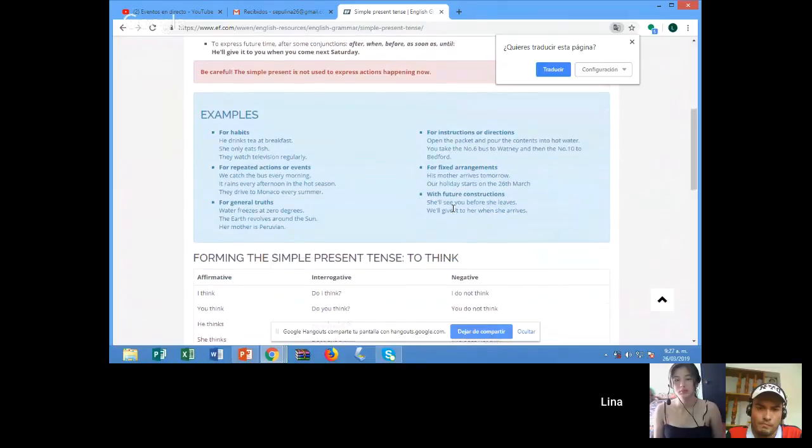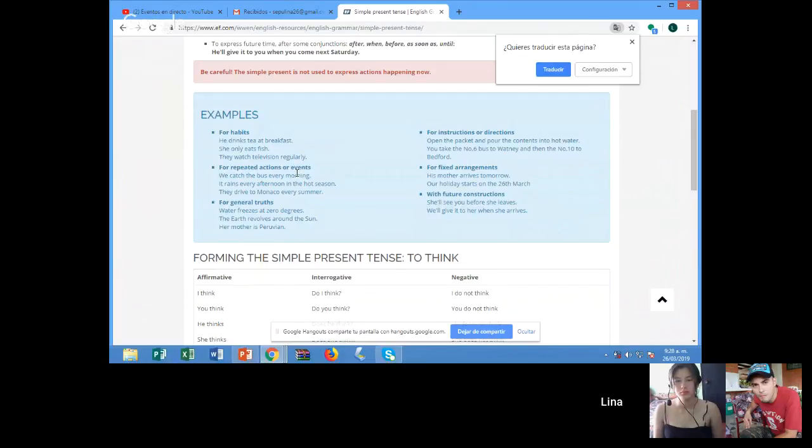So for habits: he drinks tea at breakfast. She only eats fish. Like you can see, we add the s at the end of the verb because it's third person. They watch television regularly.